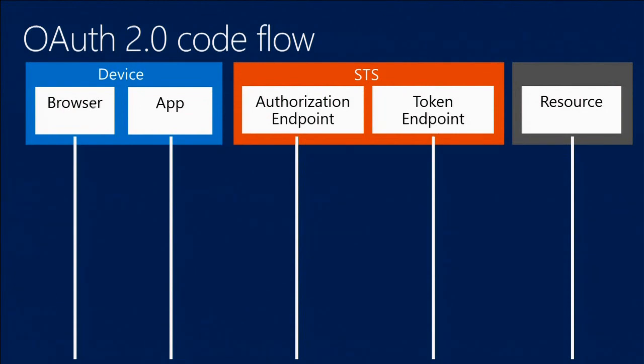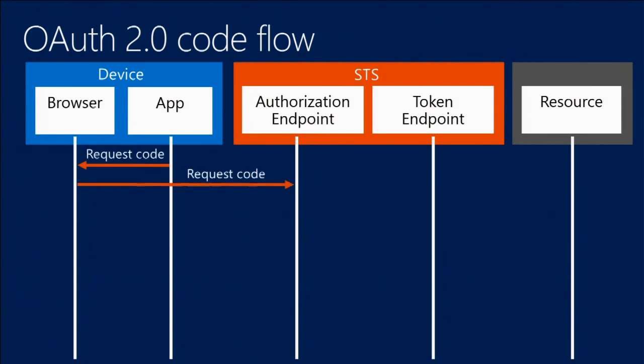On the left, I have my device with the application that then calls out to the browser. Like in the Windows Store application case, that is the WAB. And then at the STS, there's two endpoints. One's the authorization endpoint, which is that endpoint that the user sees, that they log on to, that they can provide consent. And then there's also an active endpoint that's used for redeeming the code that comes back and for acquiring a refresh token and access token. And then the access token can be used to call into the resource.